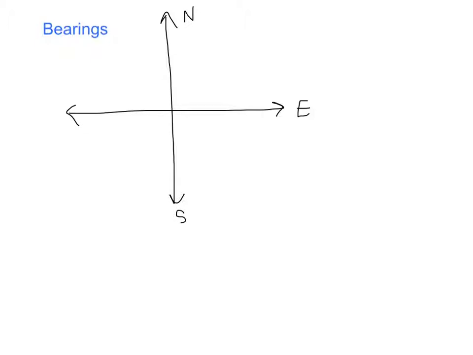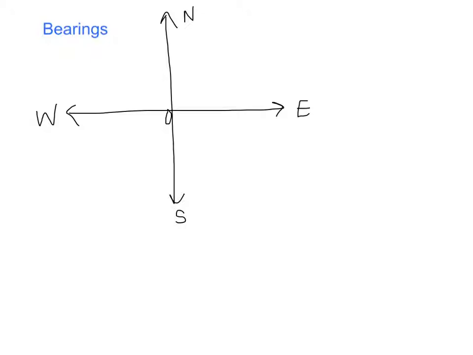I'm going to use a different color. You have your north, east, south, and west. And so you have the north-south line, which is vertical, and the east-west line, which is horizontal. And they all form right angles. And right here in the middle, I'm going to use this as O.